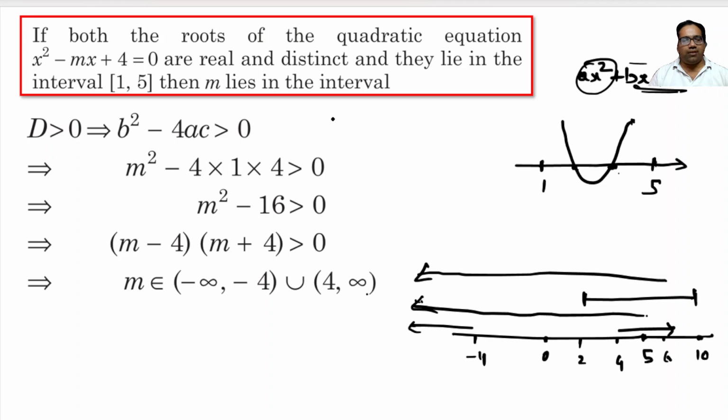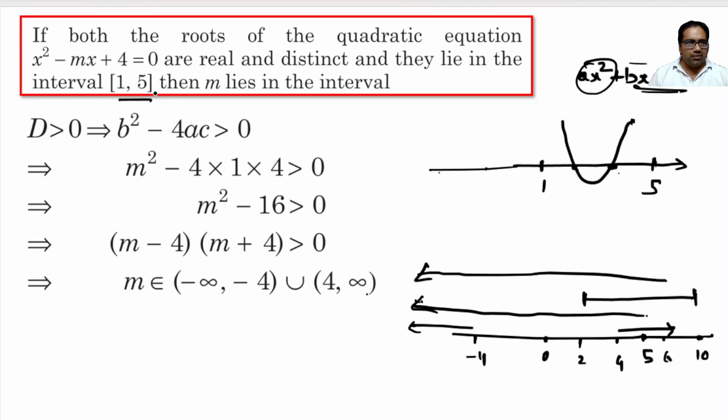No. We need to fulfill other conditions also. For example, if b square minus 4ac is greater than 0, that means this equation is touching the x-axis. It can happen like this also, right? The roots can be like this also, right? So here nowhere have we used the requirement that they are lying between the interval 1 and 5. Here this will just say that the graph is touching the x-axis. Okay, so then we need to fulfill other conditions also.